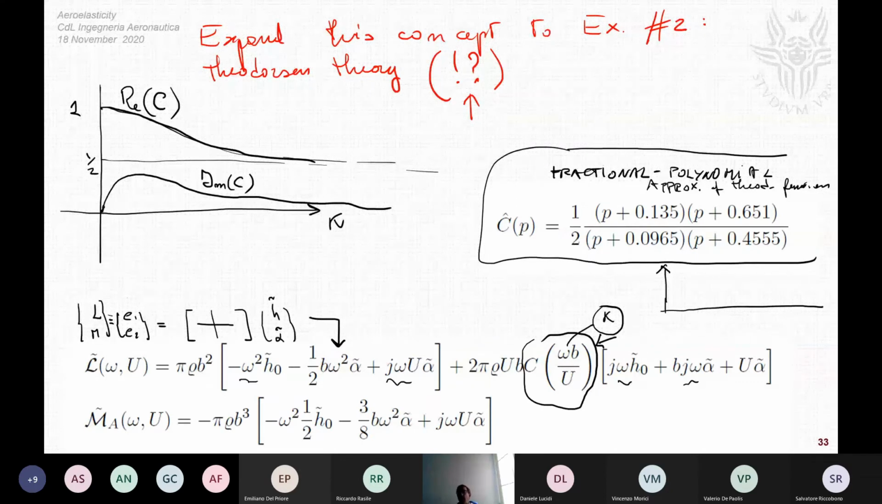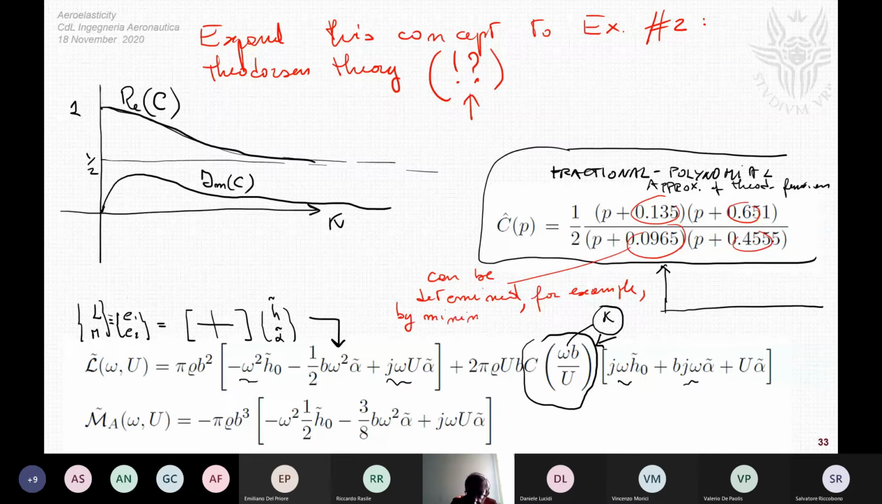Or you can apply an optimal concept as before. You can minimize the error between the polynomial structure and the data you can obtain by evaluating the Theodorsen function by its definition through the Bessel functions. So these coefficients of the Theodorsen function may be determined again, for example, by a minimum error approach.